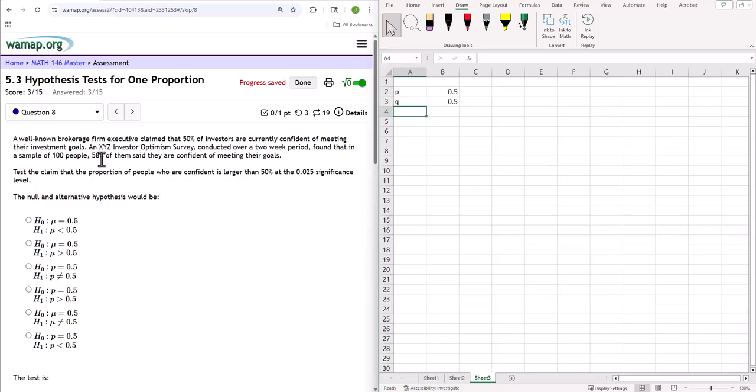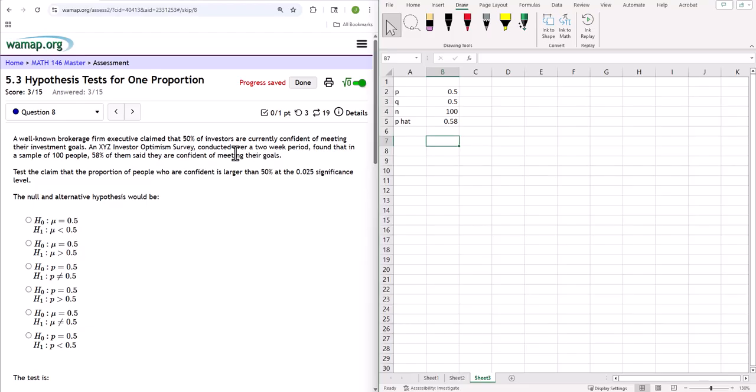Now, an XYZ investor optimism survey conducted over a 2-week period found that in a sample of 100 people, 58% of them said they are confident of meeting their goals. Okay, so we have N is equal to 100, and then from that we get our P hat also. So from our sample, we get 58%, and we write that in as a decimal here.